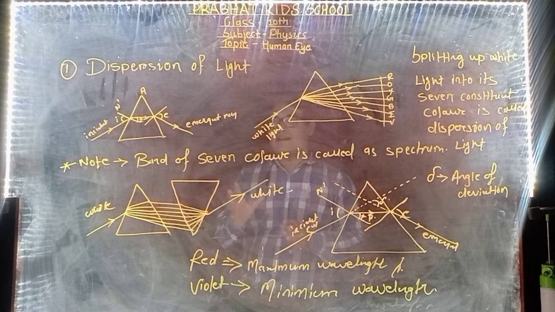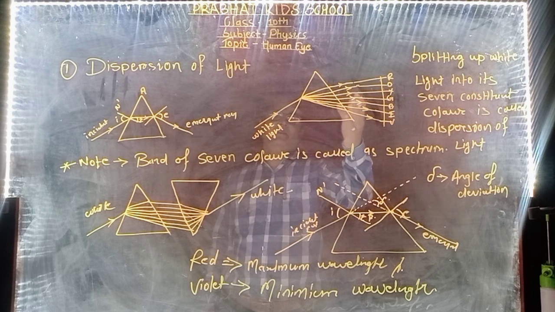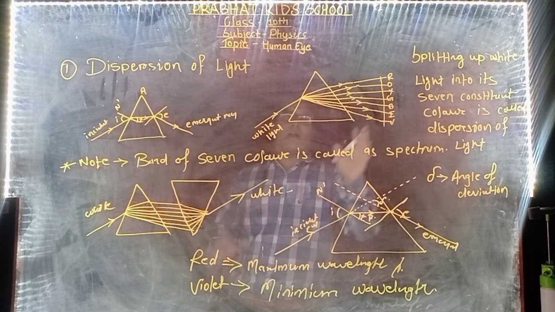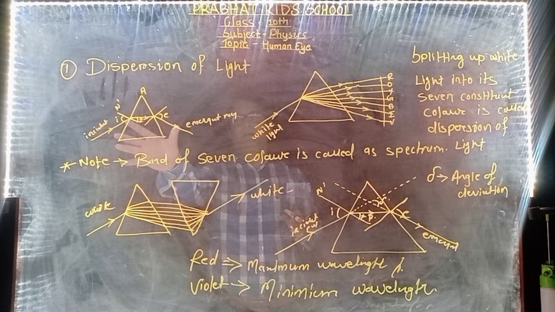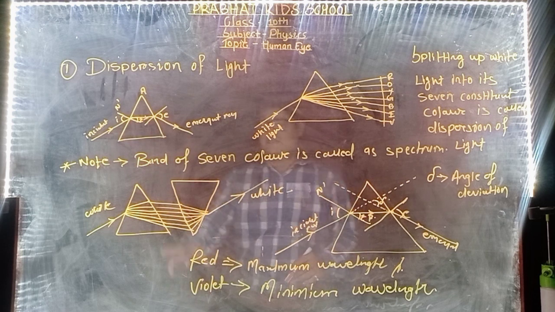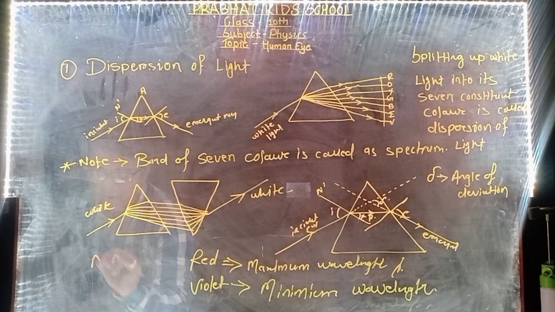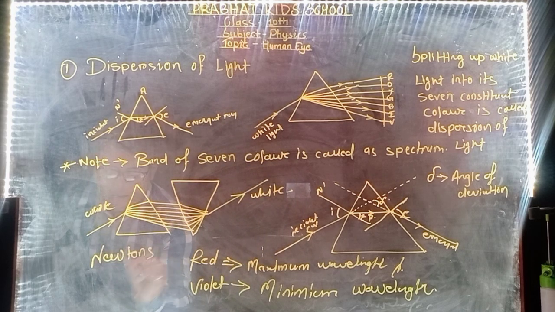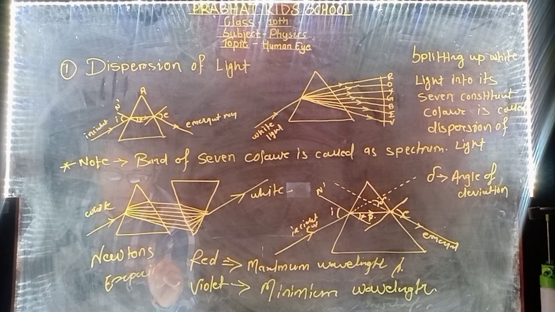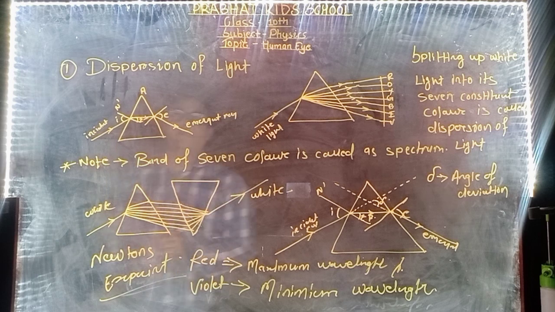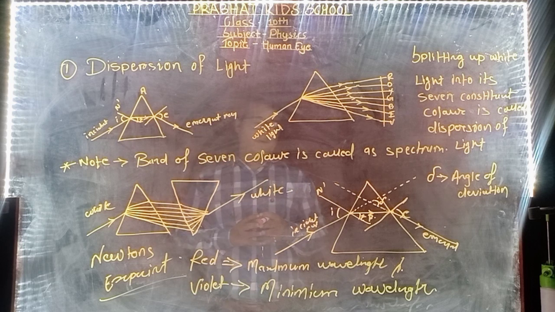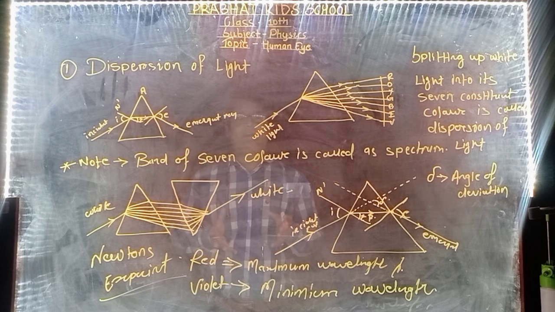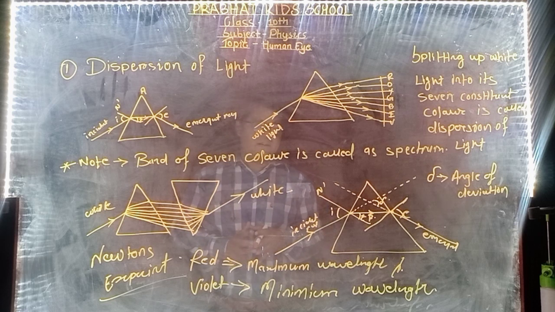I hope you understand well that white light is a combination of 7 colors. The band of 7 colors is called a spectrum. This is the small experiment we did earlier with the prism. This is about the angle of deviation, and this was Newton's experiment. Newton also contributed to optics. I told you earlier that Newton also studied the particle theory of light: light is a particle, not a wave. So this is all about the dispersion of light. I hope that you understand it well. Thank you very much.